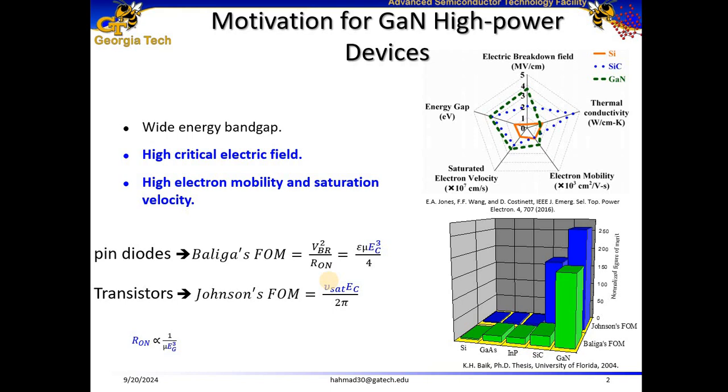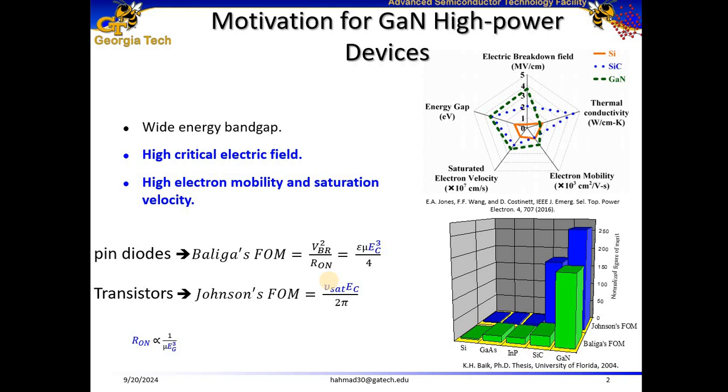Now let's talk about Johnson's figure of merit. Johnson's figure of merit assesses the trade-off between the breakdown voltage and the frequency of operation. It considers both the electric field, or you can say the critical electric field, and the saturation velocity of the material, making it more relevant for high frequency power devices.